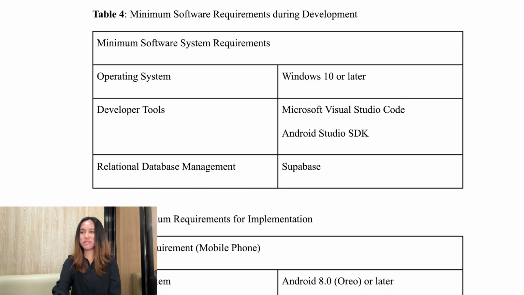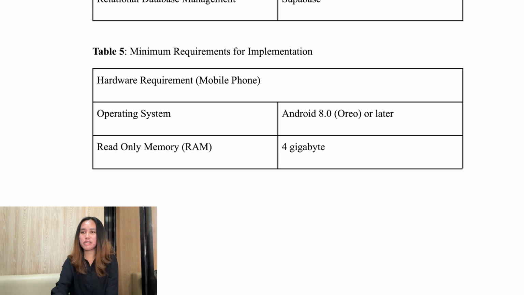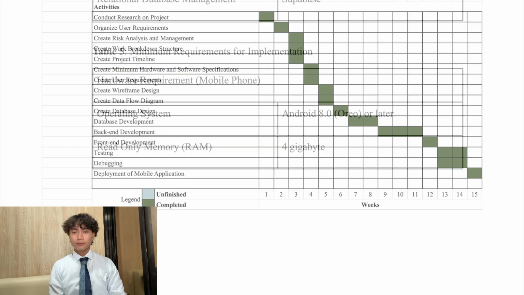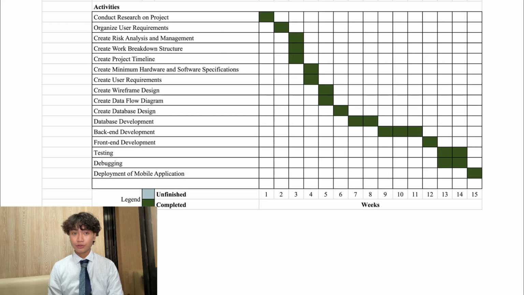Minimum software requirements during development. Minimum software system requirements. Operating system: Windows 10 or later. Developer tools: Microsoft Visual Studio Code, Android Studio SDK. Relational database management: Supabase. Minimum requirements for implementation. Hardware requirement: mobile phone. Operating system: Android 8 Oreo or later. RAM: 4 GB.